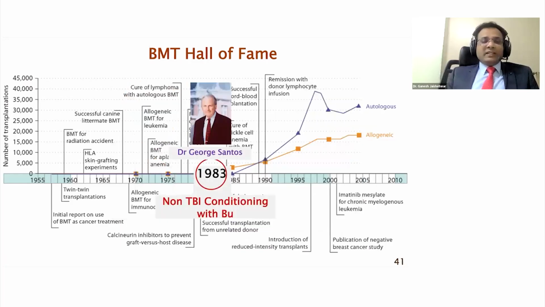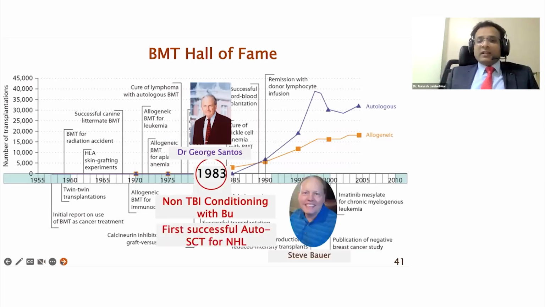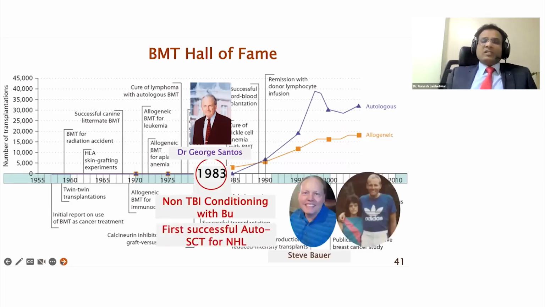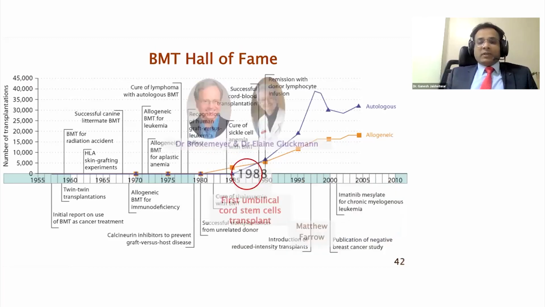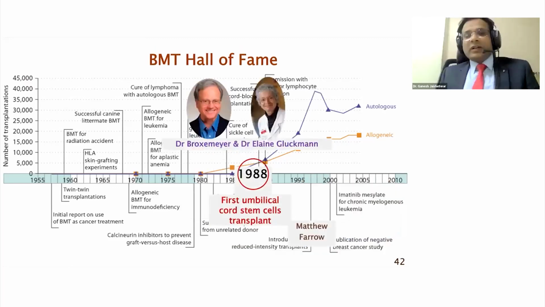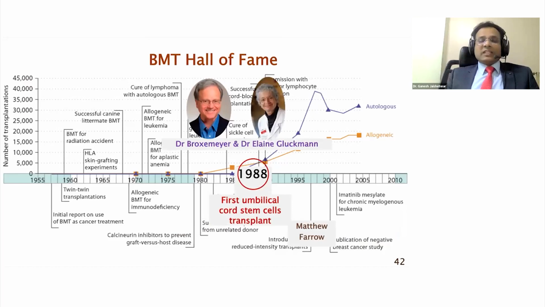So in 1983, another milestone came. Till 1983, all the bone marrow transplant conditionings were TBI based. George Santos from the Johns Hopkins group first described non-TBI based conditioning with busulfan, initially cyclophosphamide and then busulfan. And in the same year, the first autologous stem cell transplant for relapsed non-Hodgkin's lymphoma was done in David Vetter. So he is also post-successful autologous stem cell transplant. He survived for more than 4 decades.